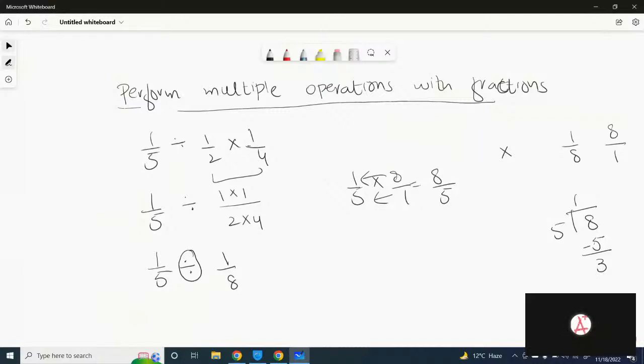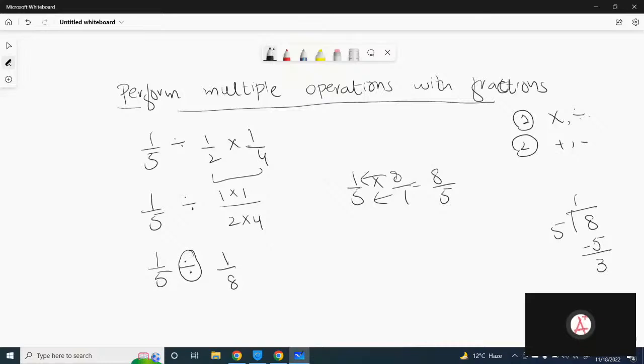Okay, let me explain once again. The question is 1 by 5 divided by 1 by 2 times 1 by 4. So whenever we have more than one operation in a question, we can follow them step by step. Multiplication and division are on the same level. First we do multiplication or division, then we do addition or subtraction. Got it? But if you have multiplication and division in the same question, you do multiplication first. Got it? Then you do division.